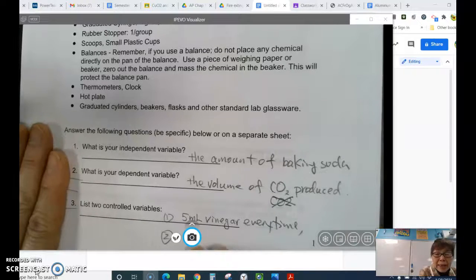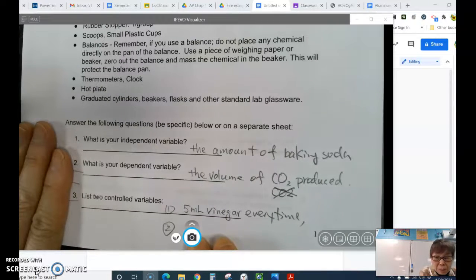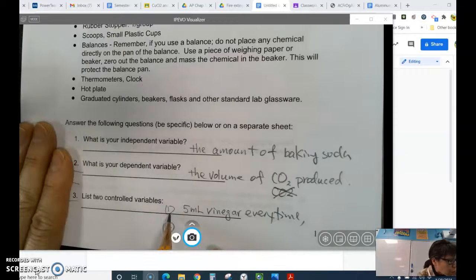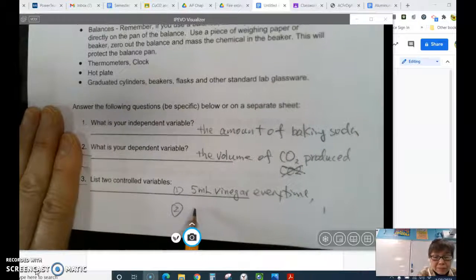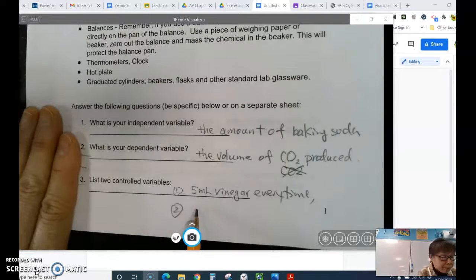This experiment also wants you to identify 2 controlled variables. The first one I can tell you: I am going to use 5 milliliters of vinegar every time. You have to read the lab and observe to come up with the second one. This is your job.